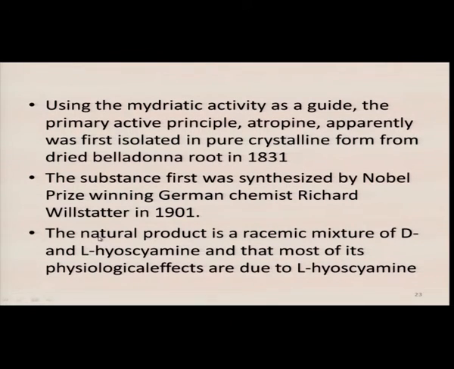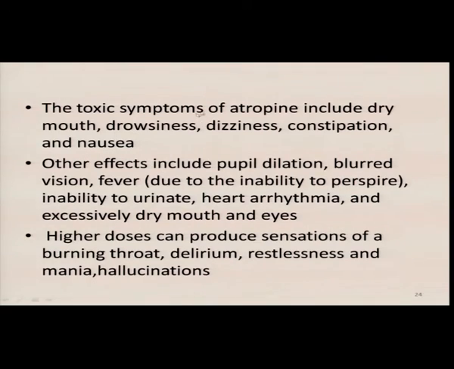The natural product atropine is a racemic mixture of D and L hyoscyamine, and most of its physiological effects are due to the L-hyoscyamine. The toxic symptoms of atropine include dry mouth, drowsiness, dizziness, constipation and nausea.